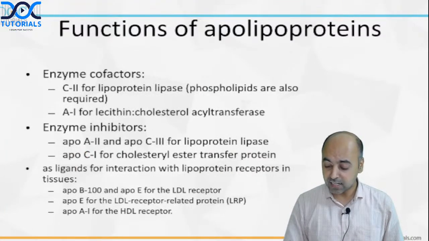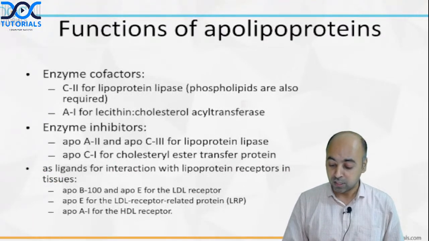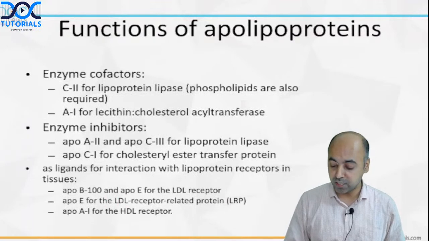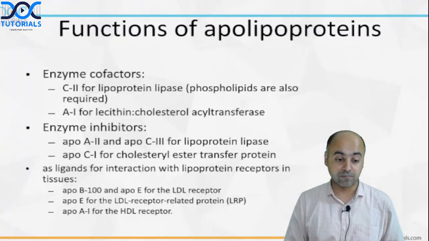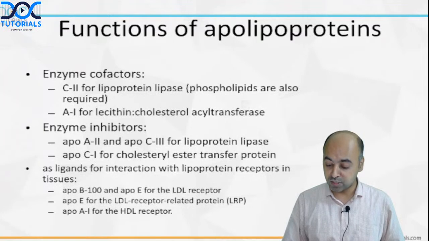And lastly, they can act as ligands for interaction with lipoprotein receptors in the tissue. B100 and ApoE will interact with the LDL receptor. ApoE will interact with the LRP, the LDL receptor related protein, and ApoE1 will interact with the HDL receptor. So these are some of the important functions of the apolipoproteins, very commonly asked in your exam.